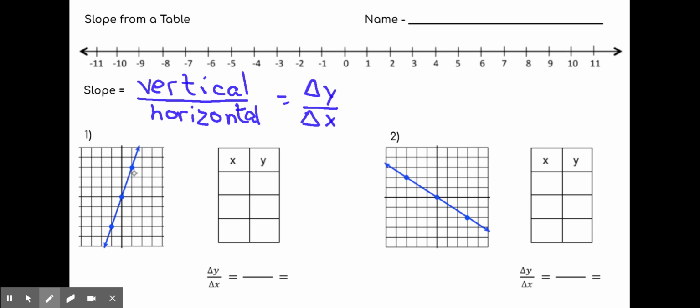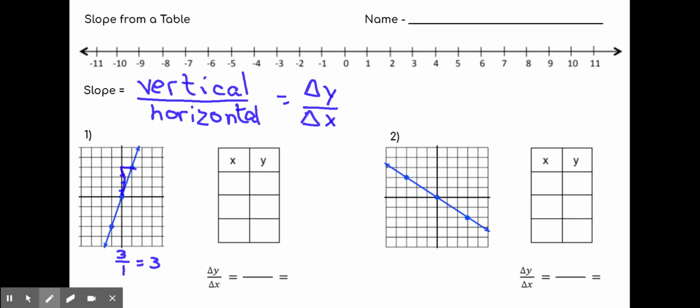Now, here's a graph. This is something that we know how to find the slope of. So I see a point here and a point here. I'm going to draw my slope triangle. That's a bad slope triangle, okay? And I'm going to count my vertical change. My vertical change is 3. My horizontal change is 1. That simplifies to 3, right? So the slope of this line is 3.